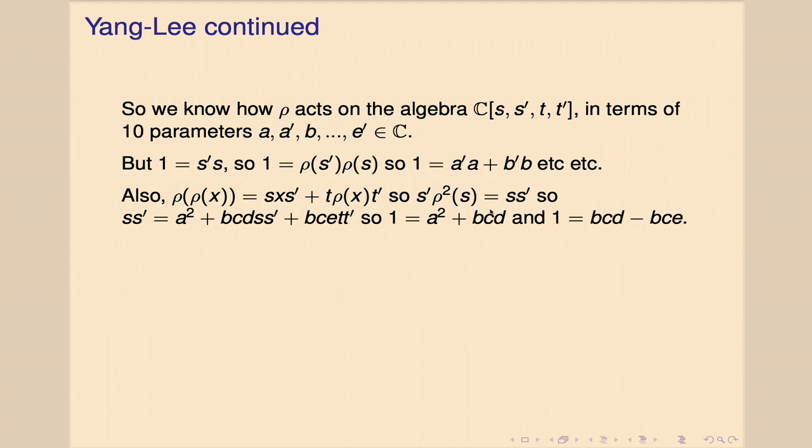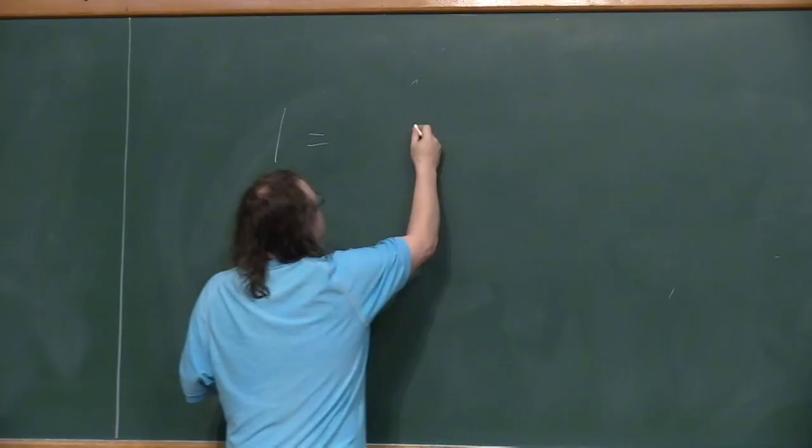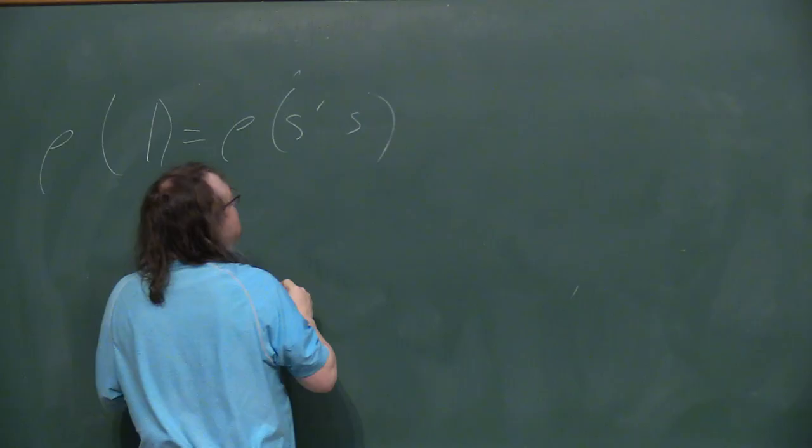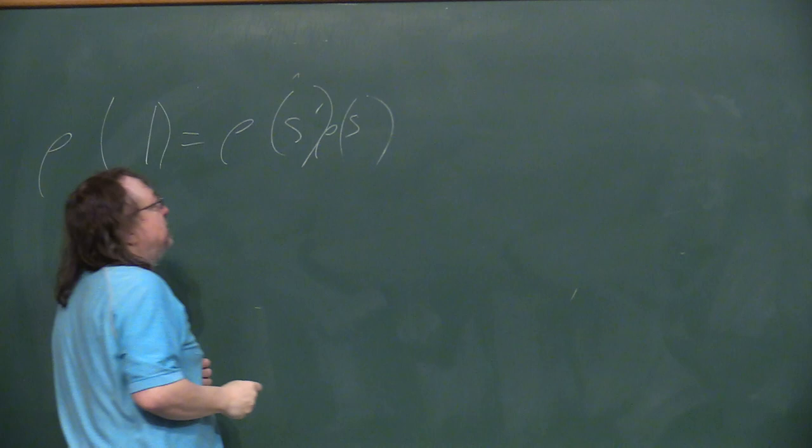We know that rho has to be an algebra endomorphism. So 1 is equal to S prime S. That means that rho of 1 has to equal rho of this. But rho is an algebra endomorphism, so we can write it like this, and we can write this as just 1. So 1 has to equal this mess.